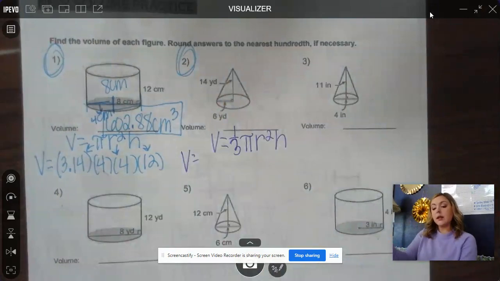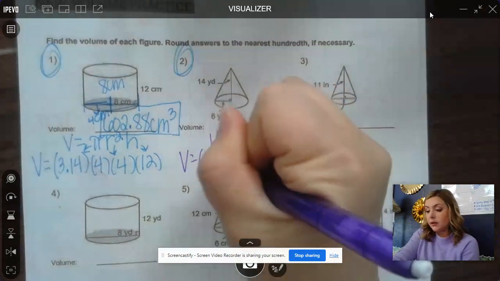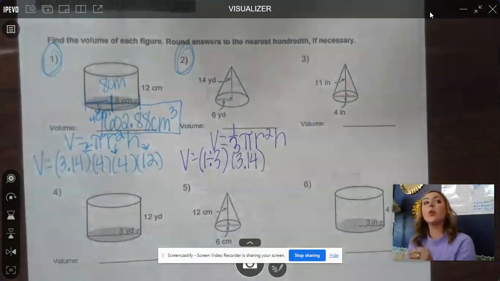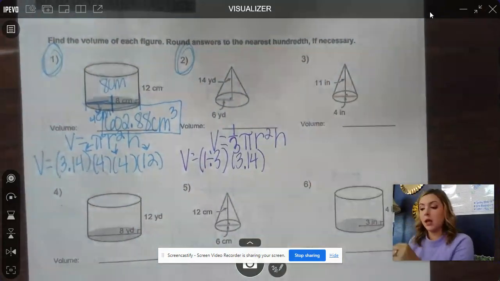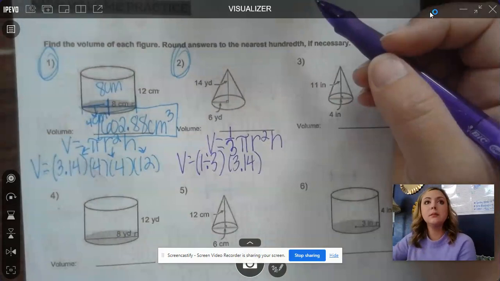So let's check our calculator step here. The first thing we should be entering in the calculator is 1/3, which is 1 divided by 3. For pi, we use the rounded version of 3.14. Were we given radius or diameter in this problem?